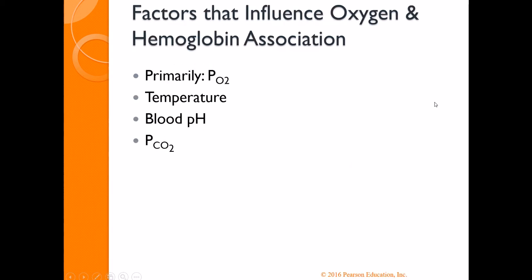In terms of what affects how oxygen and hemoglobin bind to one another, we're going to look at 4 things. We're going to first look at the partial pressure of oxygen. We're then going to look at temperature, the pH of the blood, and then also the partial pressure of carbon dioxide. But the primary driving force that influences how oxygen and hemoglobin bind is the partial pressure of oxygen.